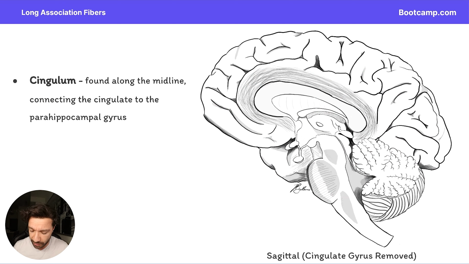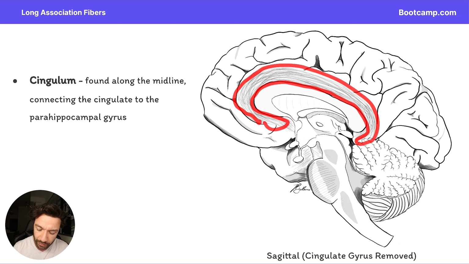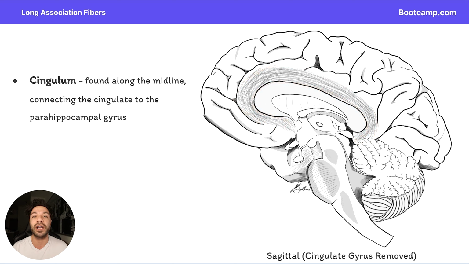And so you can see here, here's another sagittal section. So this time our cingulate gyrus has been removed. So we've basically dissected away this whole area up here. We've gone deep to that cingulate gyrus, and we've exposed the white matter tract, which is going to run parallel to that. And that white matter tract is going to be the cingulum.